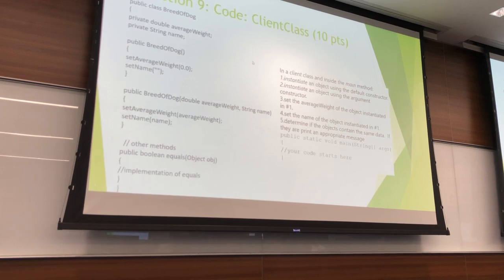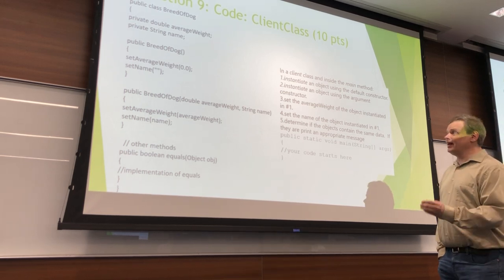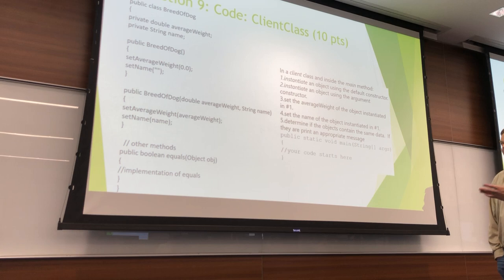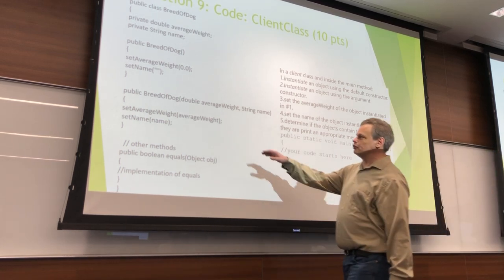I think we did this one last time too, but it bears repeating. So you notice that I've got my breed of dog again, which you will not have on the test. You'll have some other class. Again, it has an average weight and it has a name. Again, it has a constructor that just sets the average weight to zero and the name to an empty string. And again, it has another constructor that has an average weight and a string, and it just sets the average weight and the name.